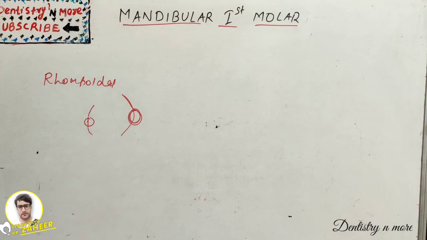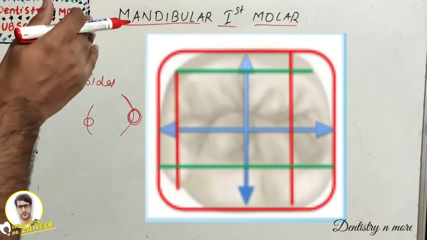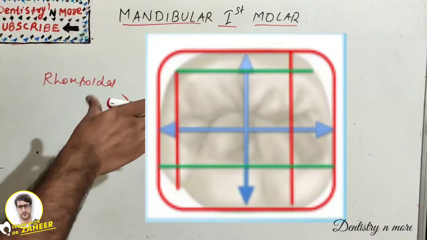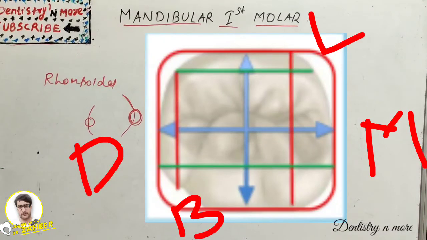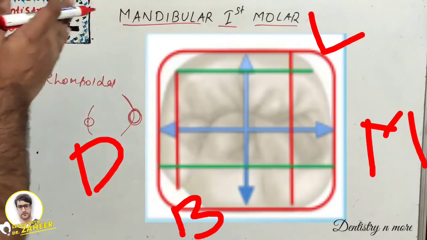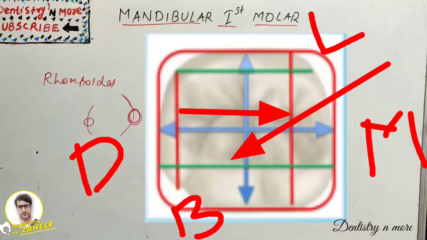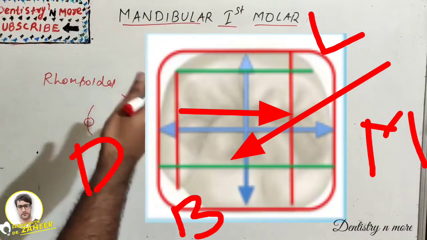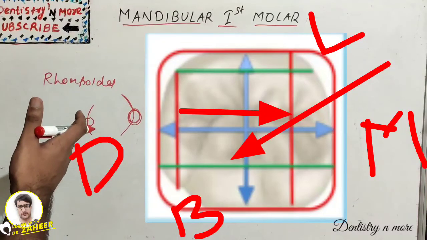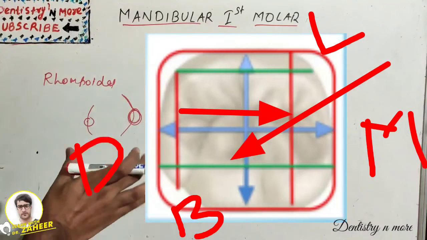Coming to the occlusal surface, the crown is more rectangular in shape. It is larger mesiodistally, by around 1 mm, compared to buccolingually. The buccolingual measurement of the crown is greater on the mesial side than the distal side, and the mesiodistal measurement is greater on the buccal than lingual. So I repeat, the buccolingual measurement is greater on the mesial side, and the mesiodistal measurement is greater on the buccal side than the lingual.